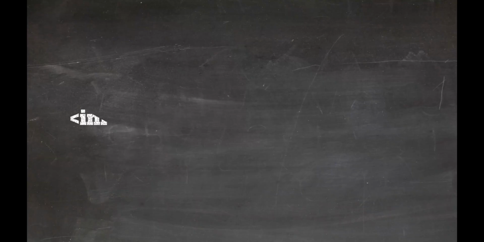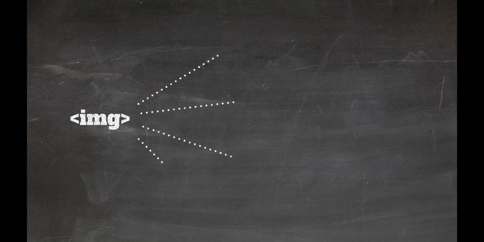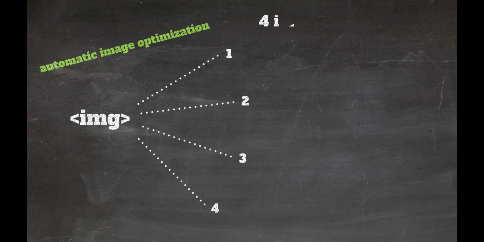And tip number 2 is use Next.js Image Component. The Next.js Image Component extends the HTML IMG element with features for automatic image optimization. There are 4 important features that we have with Image Component.